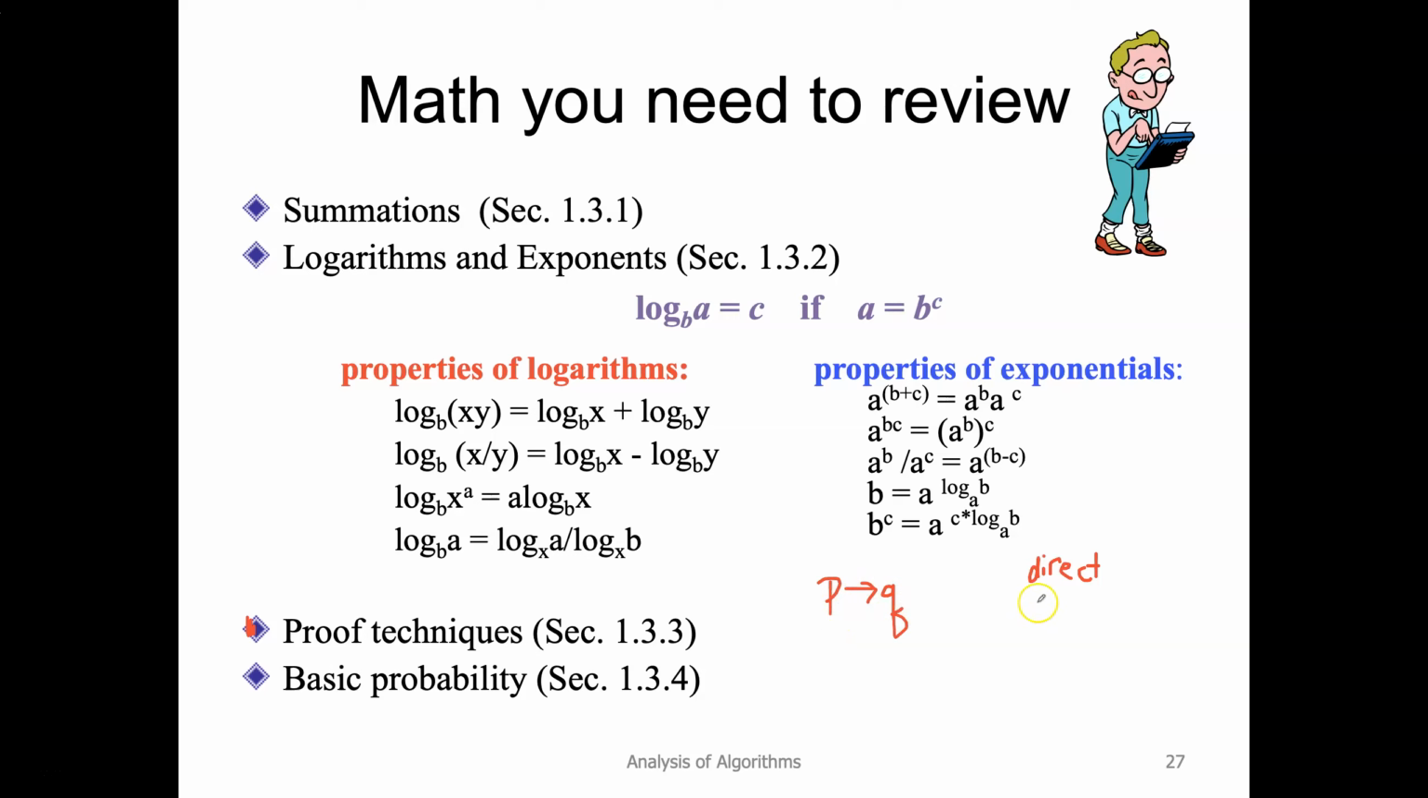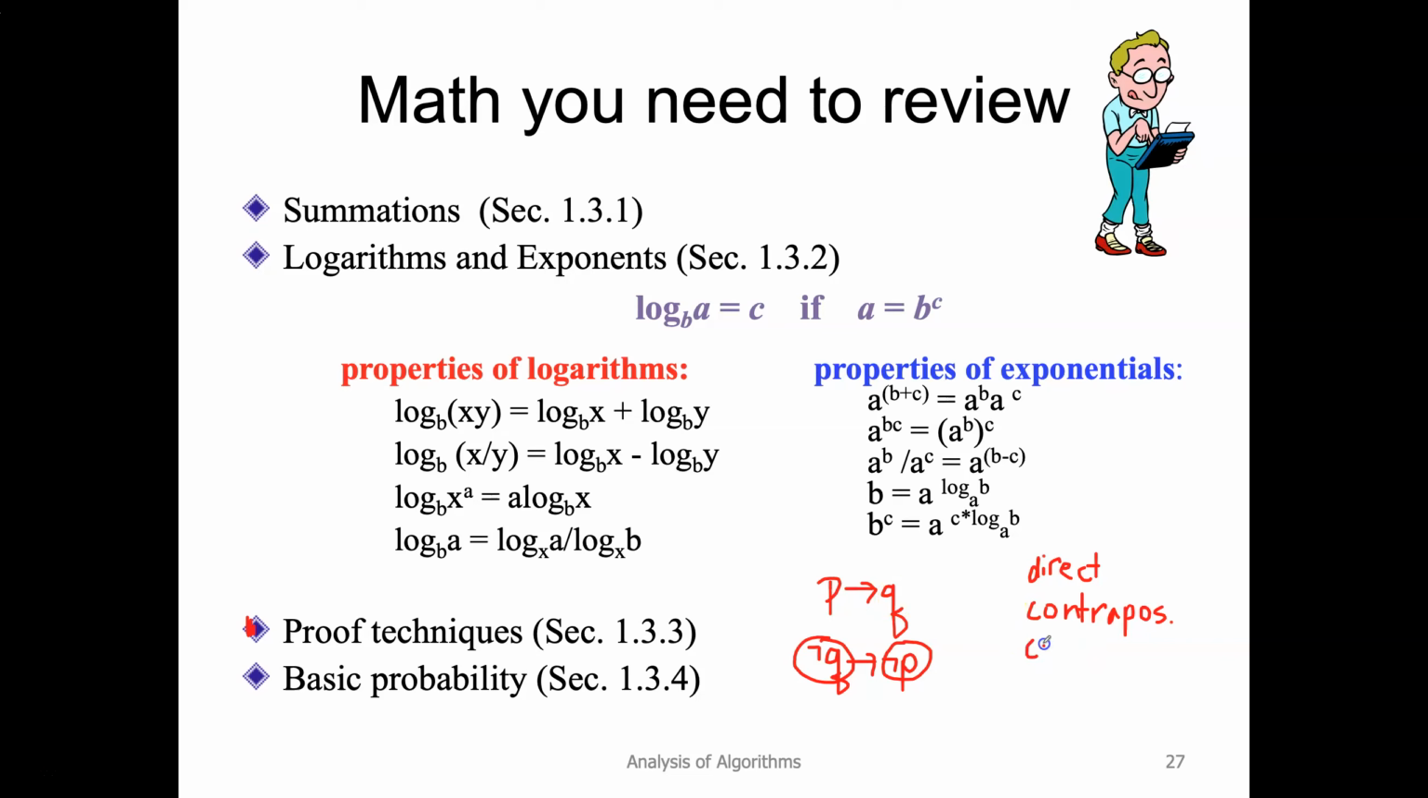Or you could use an indirect proof. You could show that the contrapositive is true, which means that not Q implies not P. So this is a proof by contraposition. We assume that Q is false, and then use that information to show that P is also false. So that's a proof by contraposition. We take the contrapositive and then we prove that directly. This is an equivalent way to prove that P implies Q.